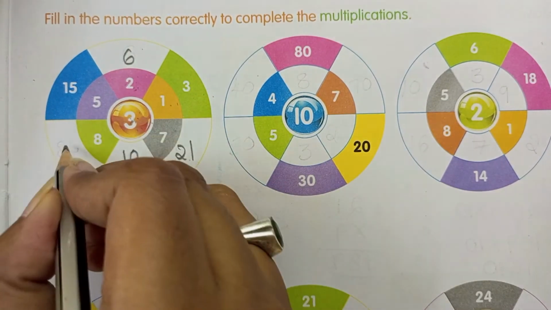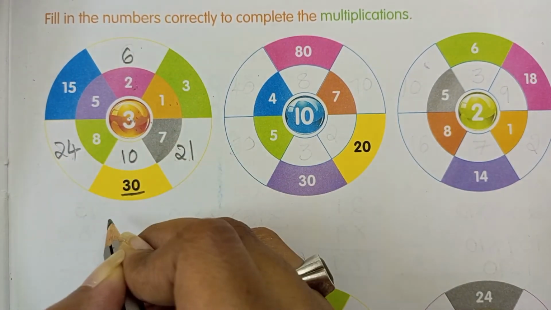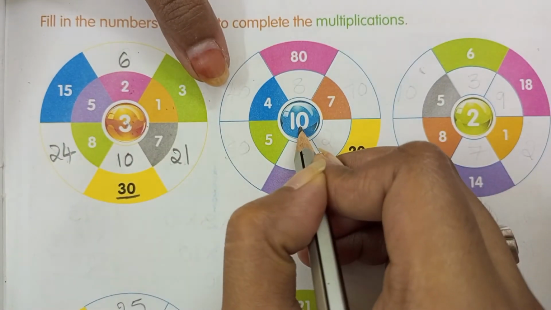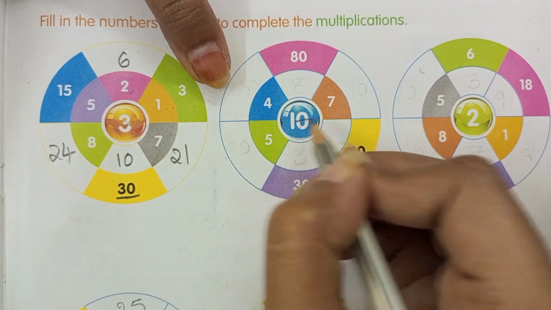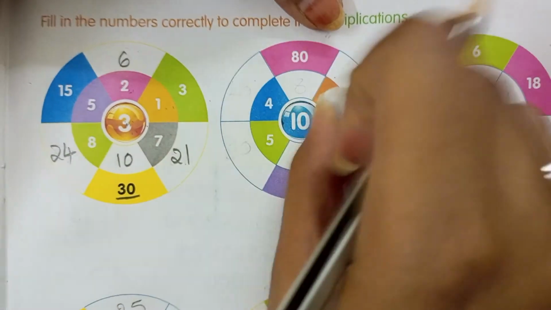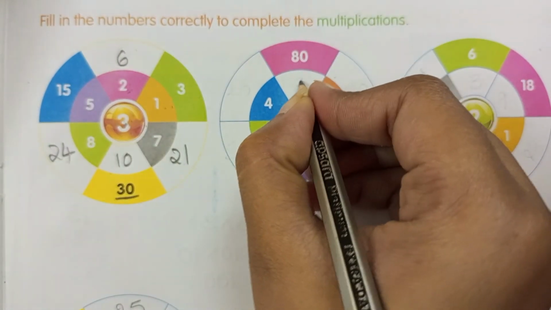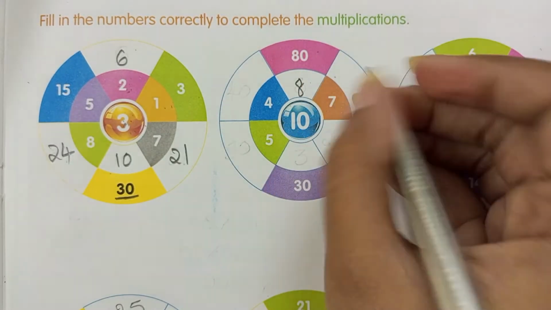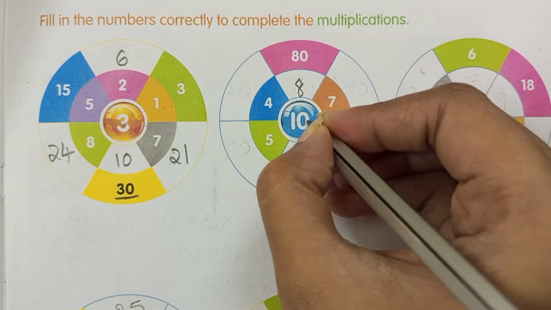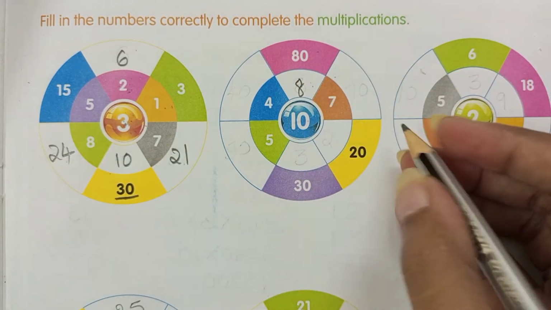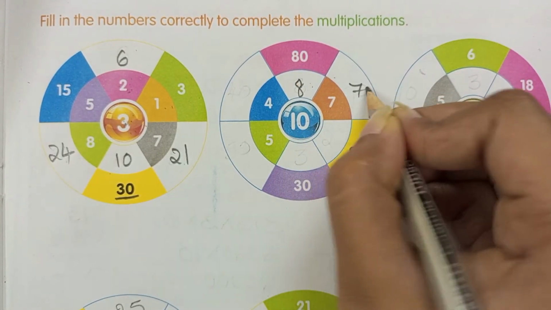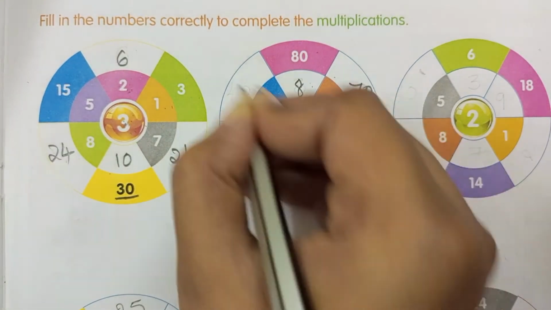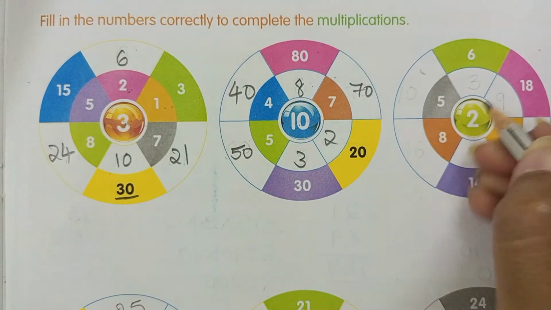3 eights are 24. See the next one. 10 table. When it becomes 80 in the 10 table, when we multiply 10 with 8, it becomes 80. 10 eights are 80. 10 sevens are 70, 10 twos are 20, 10 threes are 30, 10 fives are 50, 10 fours are 40.